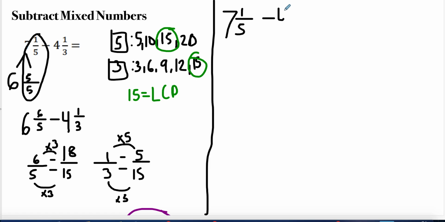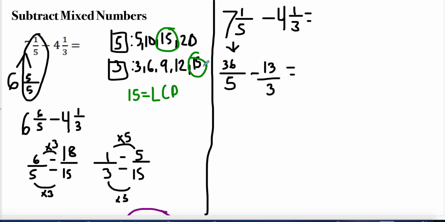rewriting them as fractions greater than 1. So I can rewrite 7 and 1/5 as, well, let's think. 7 times 5 is 35. 35 plus 1 is 36. So I can rewrite this as 36/5. And then I can rewrite 4 and 1/3 as, well, 4 times 3 is 12. 12 plus 1 is 13, so 13/3. Then I can just find common denominators and subtract.